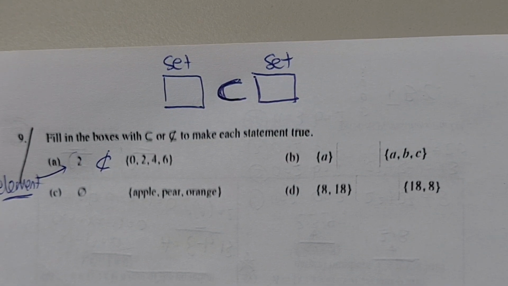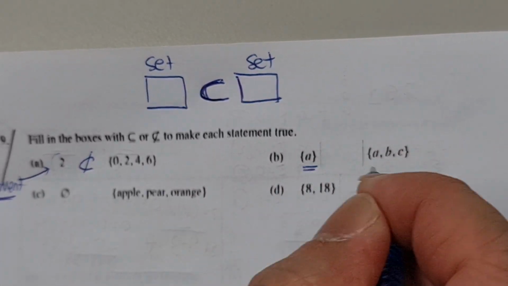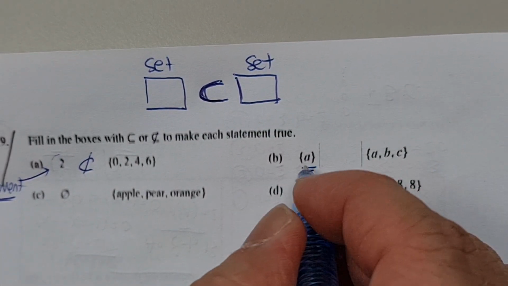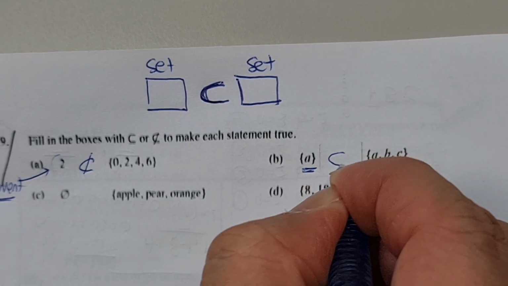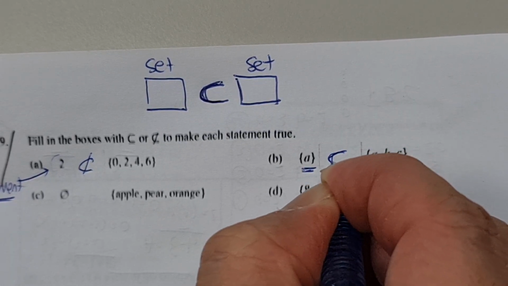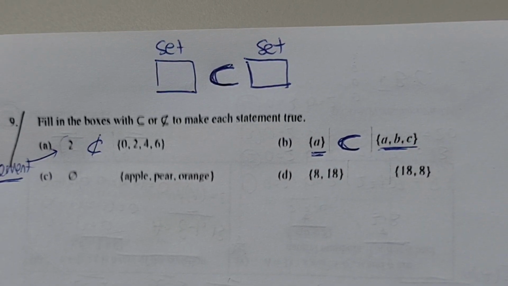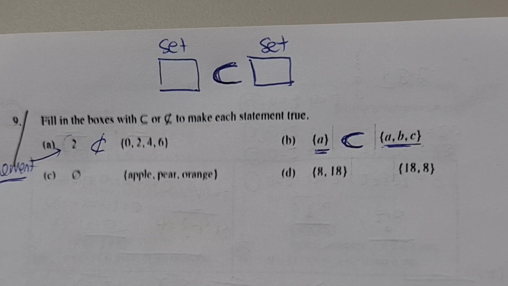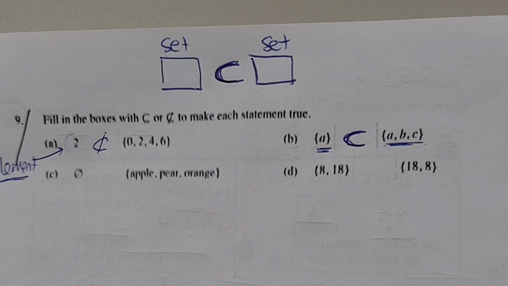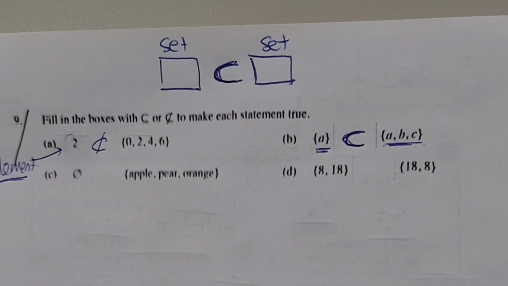Okay. So part B, a set with only the A element inside, and a set with A, B, C inside. Therefore, this must be a proper subset, because first of all, both are sets. This is a set with an A, this is a set with an A, B, C. So both are sets, then we compare. This set is smaller than this because there's an A here, but additional 2 other elements. So therefore, it's a proper subset.